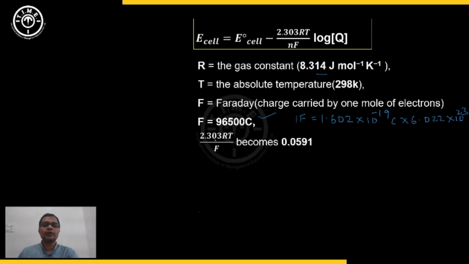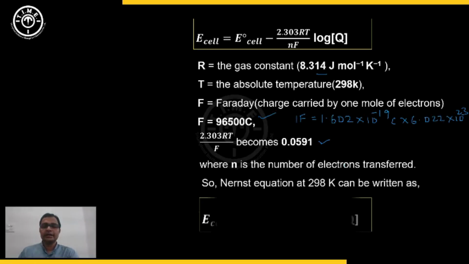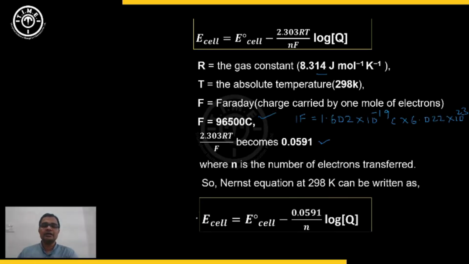The term 2.303 RT divided by F is equal to 0.0591. That value you have to substitute, where n is the number of electrons transferred during the electrochemical cell reaction. Therefore, at 298 Kelvin temperature, the final Nernst equation you will get is E cell equal to E naught cell minus 0.0591 divided by n multiplied with log Q.